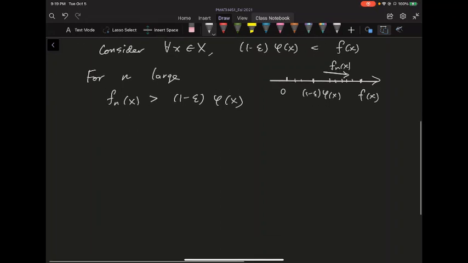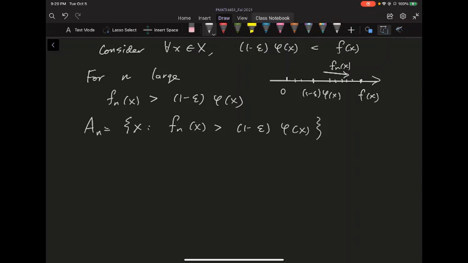Now let's consider the set where f_n is actually greater than this φ(x). Let A_n be all the x such that f_n(x) is greater than (1 minus epsilon) φ(x).